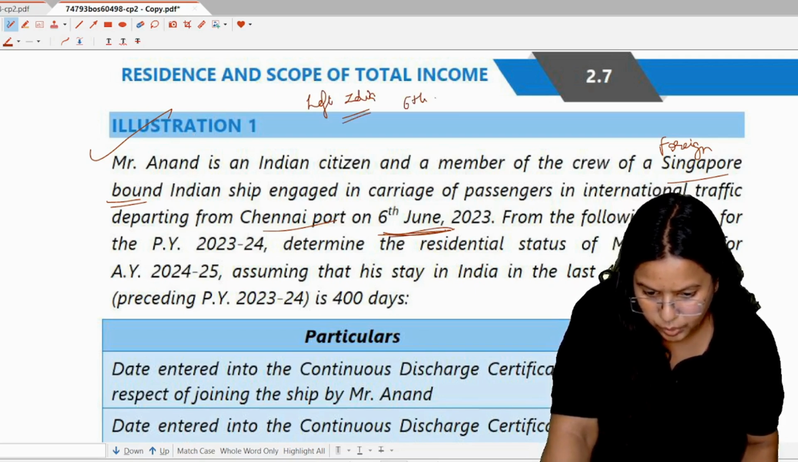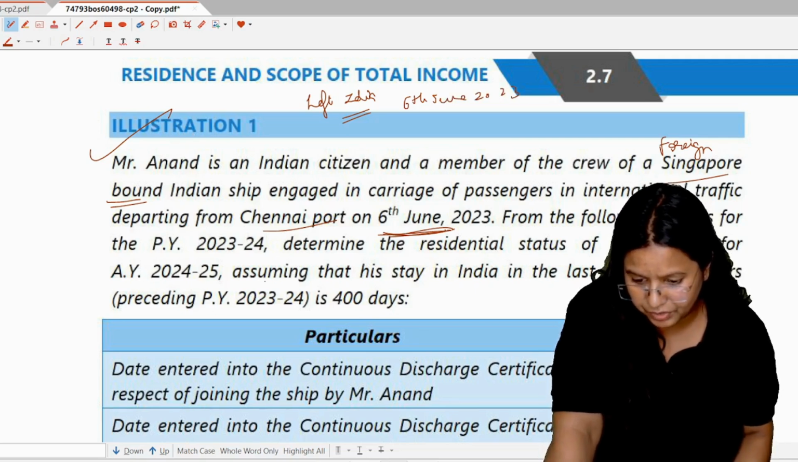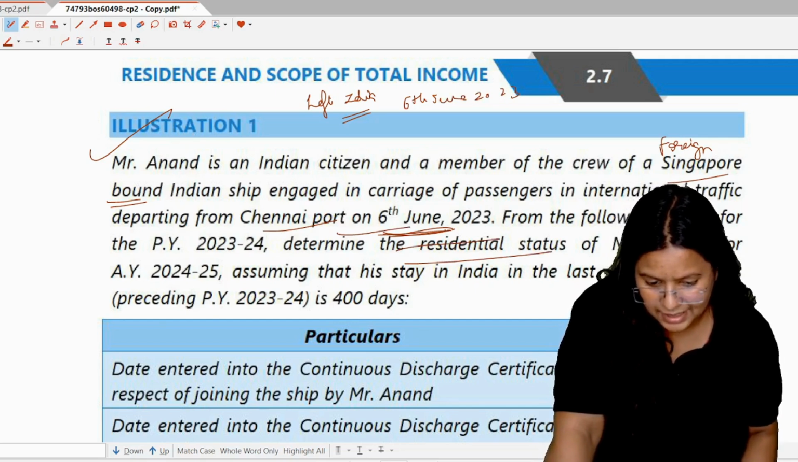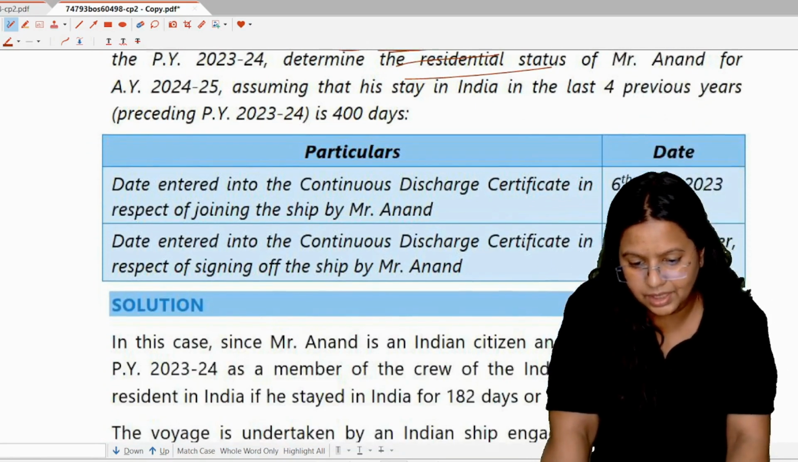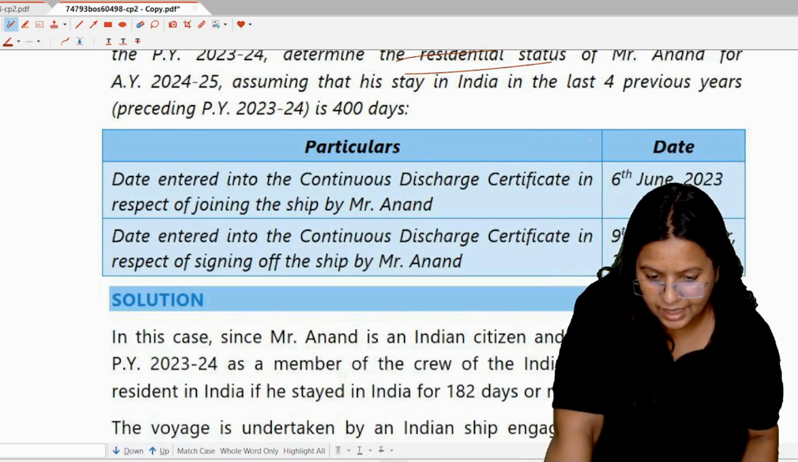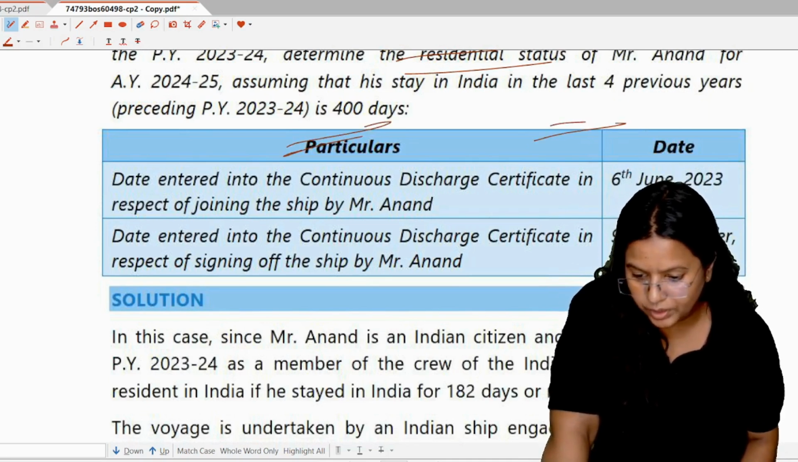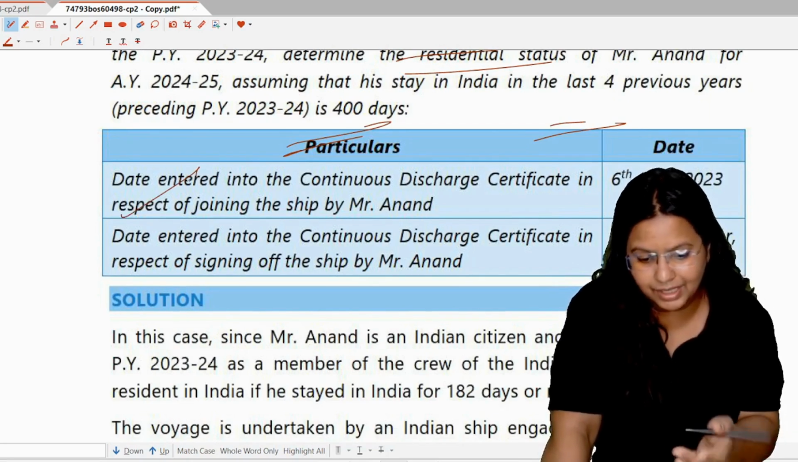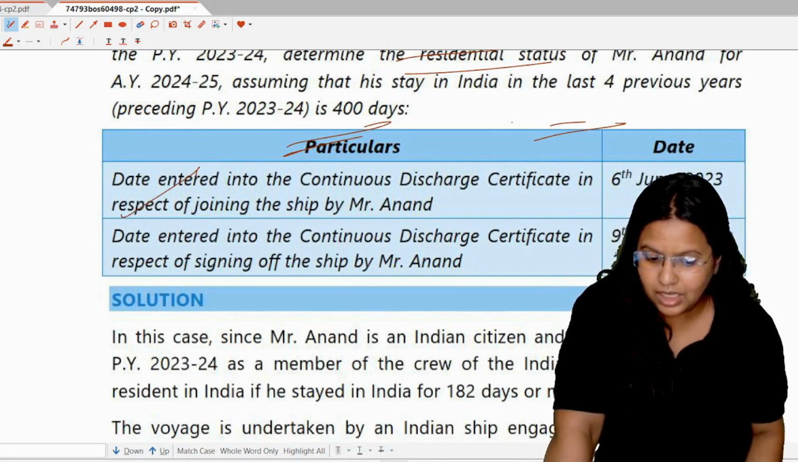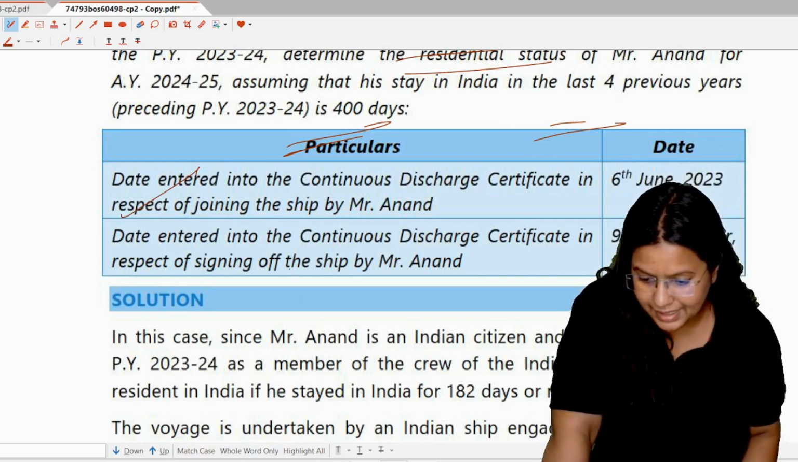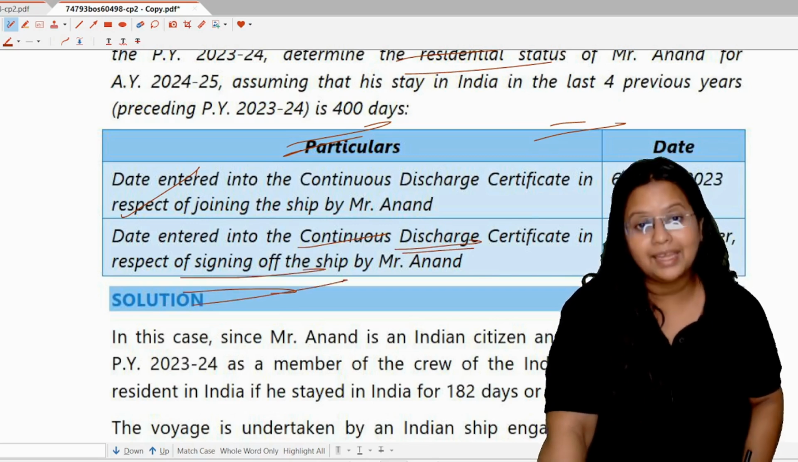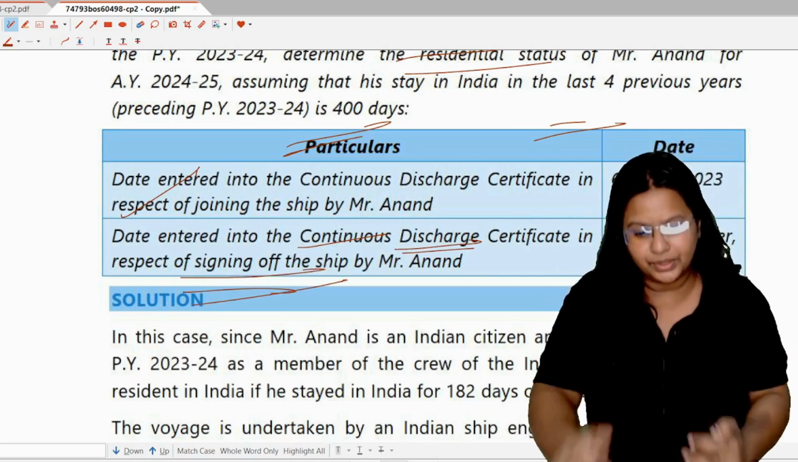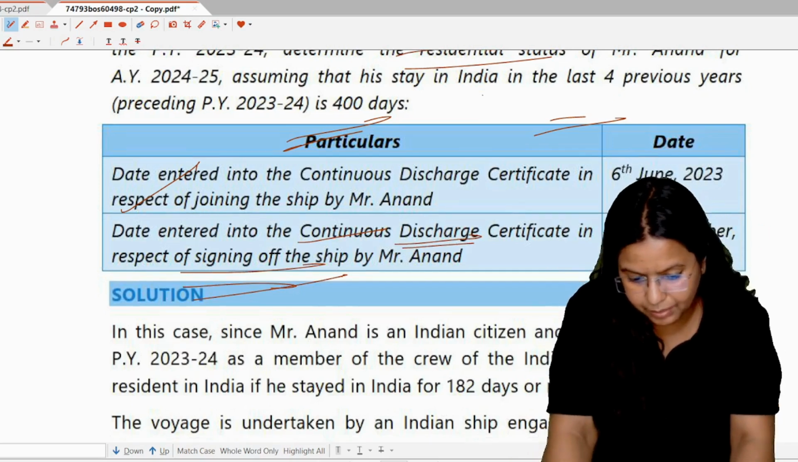on 6th June 2023. From the following details for previous year 23-24, determine the residential status of Mr. Anand for the assessment year, assuming that his stay in India in the last 4 previous years is 400 days. Okay, let's find it out. So, date entered into the continuous discharge certificate, it means the date when he left India, 6 June 2023. Date entered into the continuous discharge certificate in respect of signing off the ship, it means the day on which he comes into India. That is 9 December 2023.